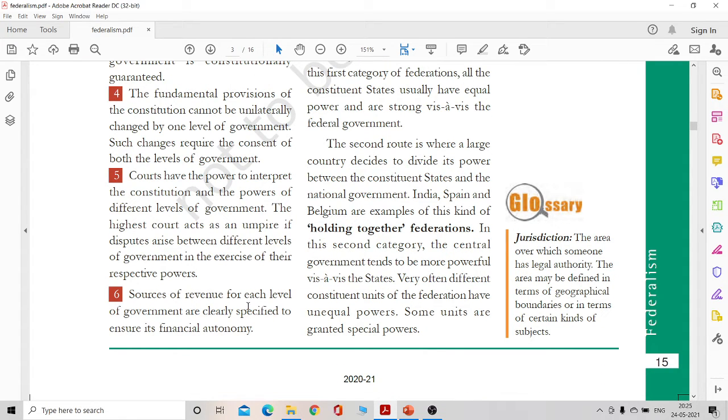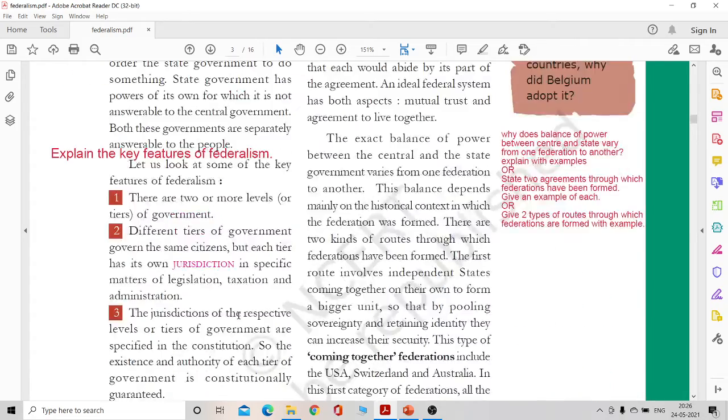Sources of revenue for each level of government are clearly specified to ensure its financial autonomy, right? So the taxes that are collected, a part of it goes to the state government, part of it goes to the center, and it's redistributed. In this way, autonomy is maintained. Now we need to keep in mind that autonomy is very much an important feature of federalism.